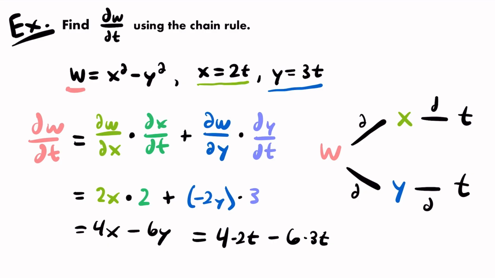And so simplifying, 4 times 2 is 8, and 6 times 3 is 18. So this is equal to 8t minus 18t, and 8t minus 18t is negative 10t, so this is equal to negative 10t. And that right there is the derivative of w with respect to t, or dw dt. Okay, let's take a look at another example.